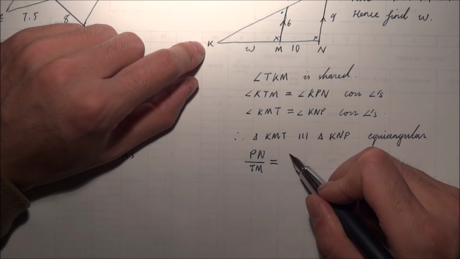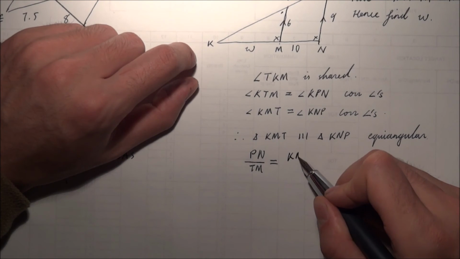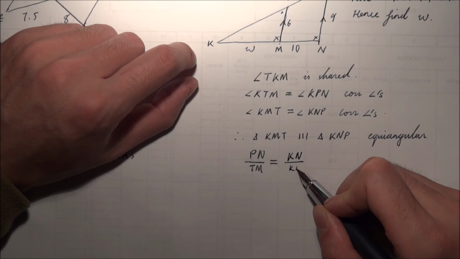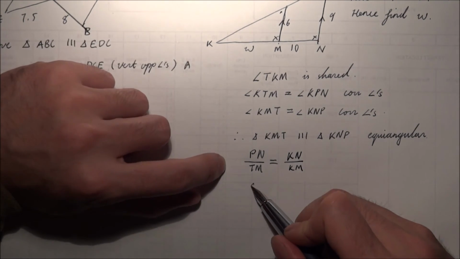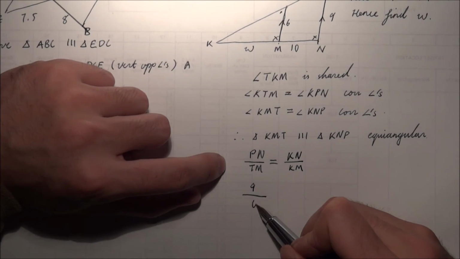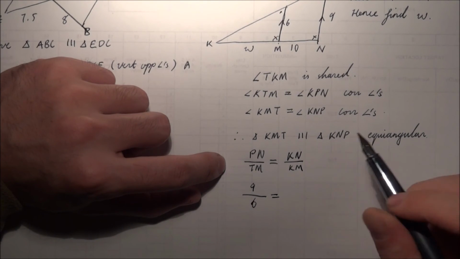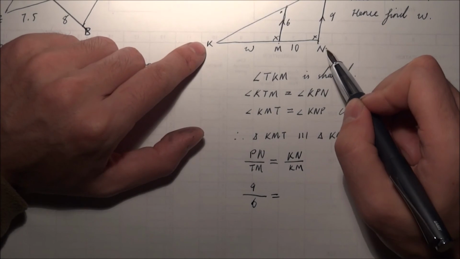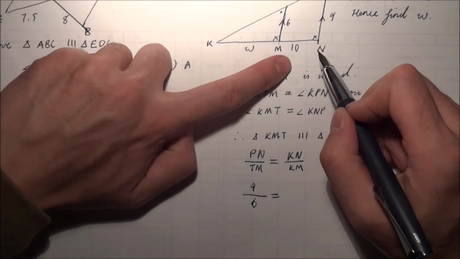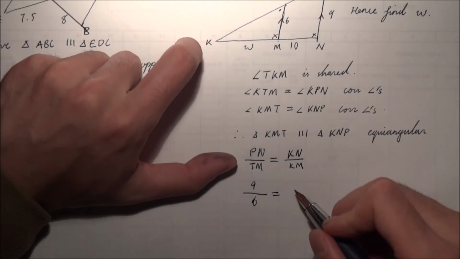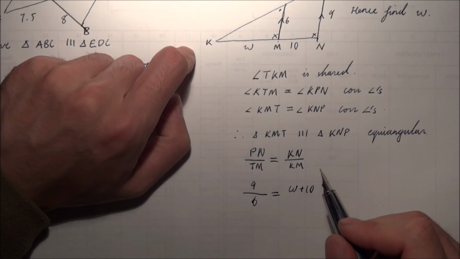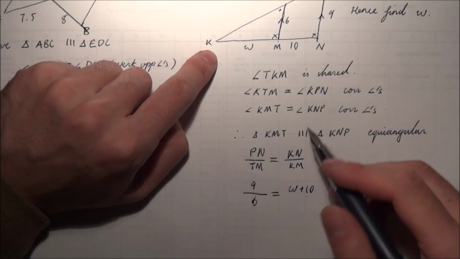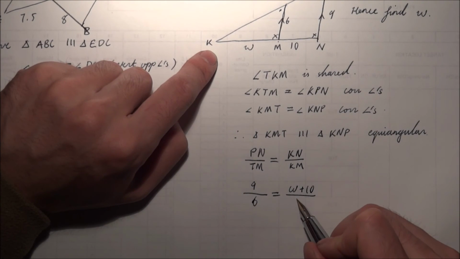So we end up with something interesting. We're the same as KN over KM. In this case, obviously PN is 9, TM is 6. KN here, we don't have a number, we just have a W and a 10 here. So KN, the total length, is in fact W plus 10, over KM, which is the length of W.